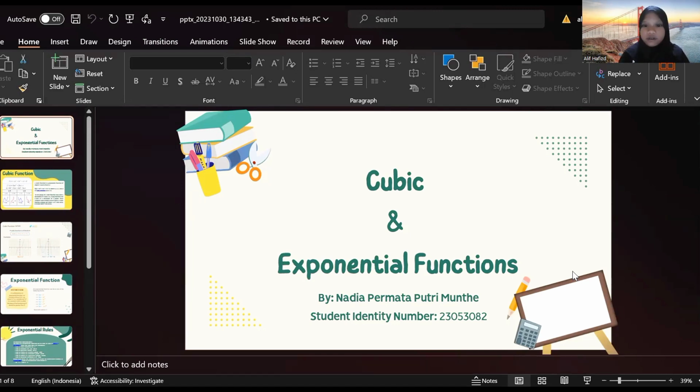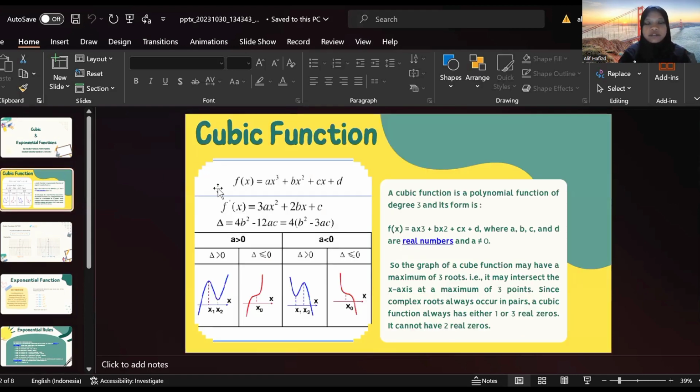So I will explain about cubic and exponential functions. So we start from the first slide. So this is cubic function, and I will explain a little bit.